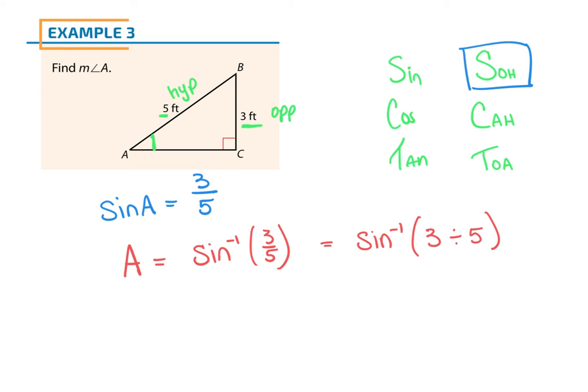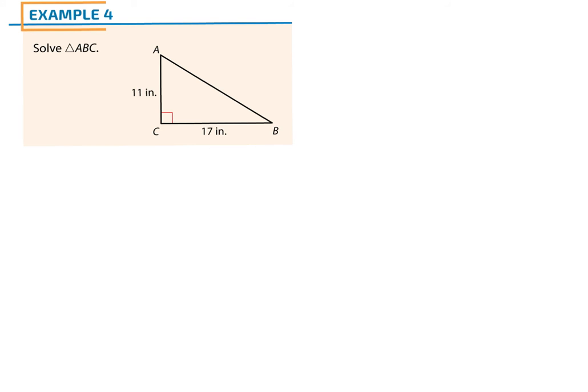So you're going to do it like that. All right, and so you need to try that in your calculator and make sure that you can put it in and that you are in degrees. And when you do that, you should get approximately 36.9. So A is going to equal approximately 36.9 degrees. Example 4 says solve the triangle.